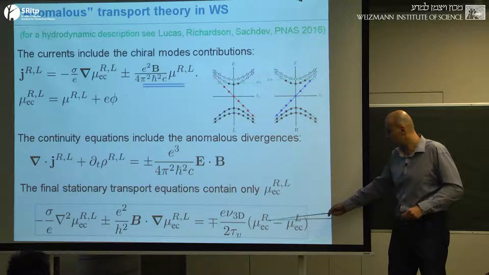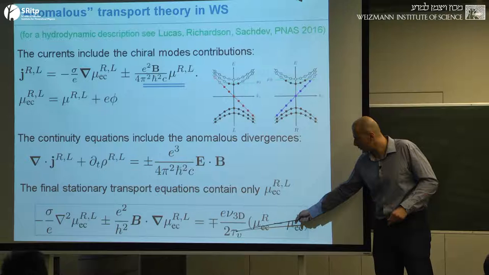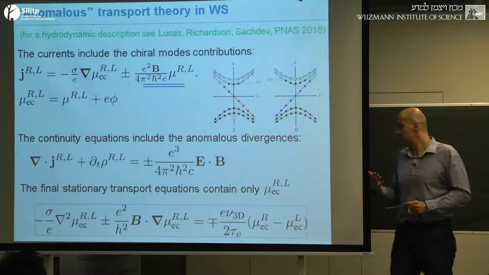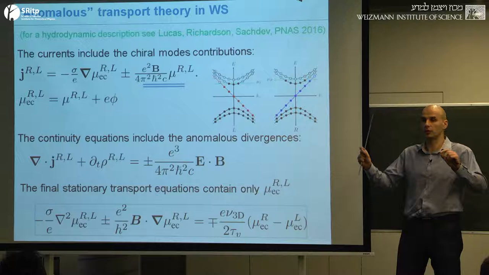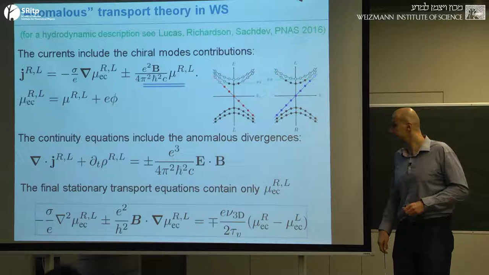Doesn't matter, because the electric potential cancels out from this difference. It's common for both valleys. So this is the relaxation term, right? So there is some 1 over tau, 1 over the valley relaxation time, and the difference in chemical potentials between the two valleys. So I assume that my valleys, apart from different chirality, are identical. Of course, in reality, what relaxes here is the difference in the probability of occupation in the two valleys. Okay, so it's not the density that relaxes, but the occupation number. But if the valleys are the same, it looks like density really relaxes between the valleys.